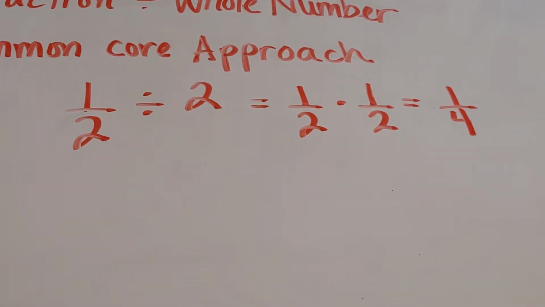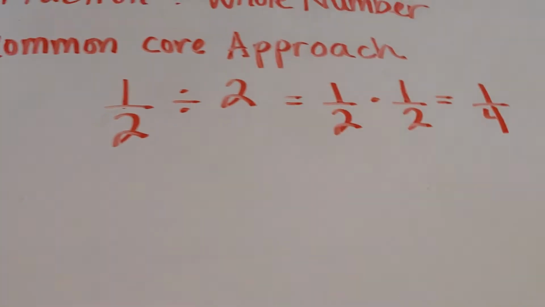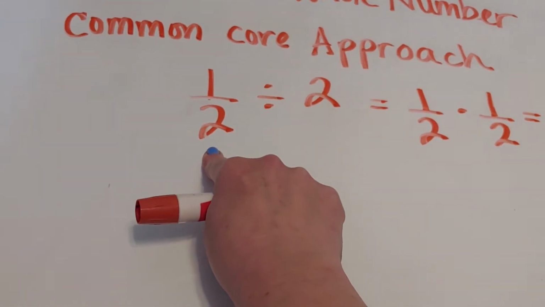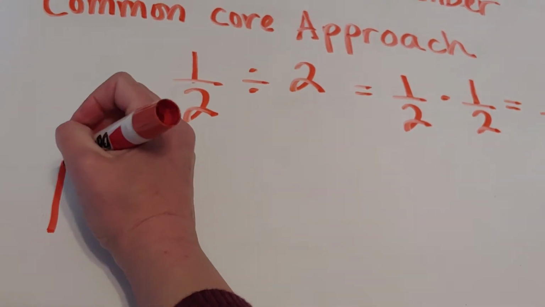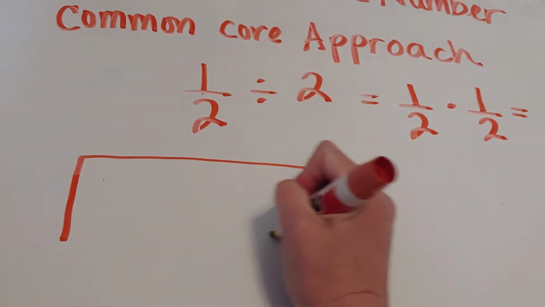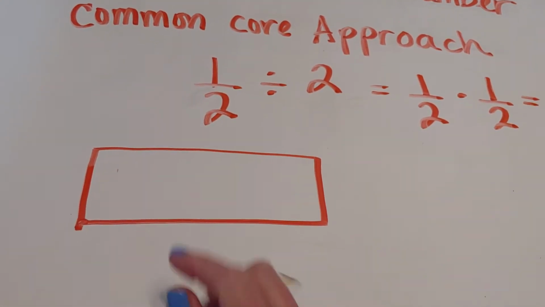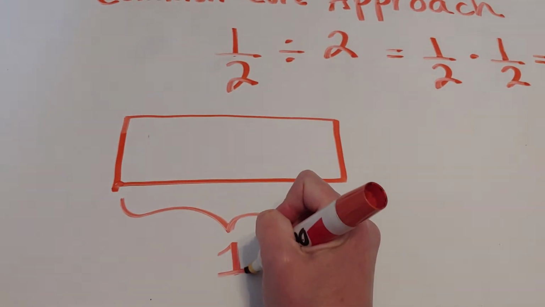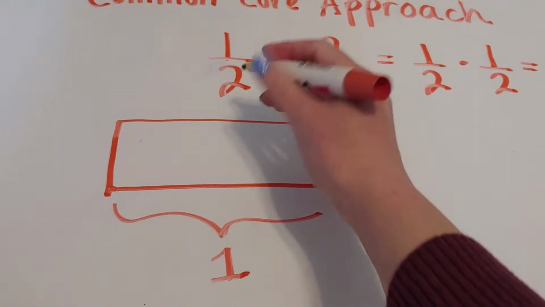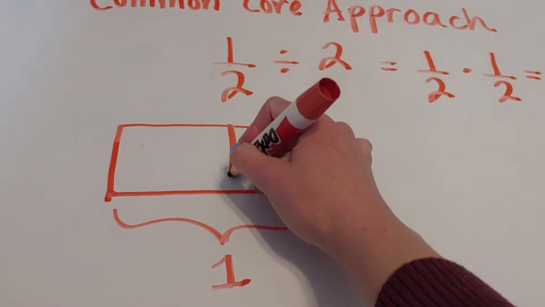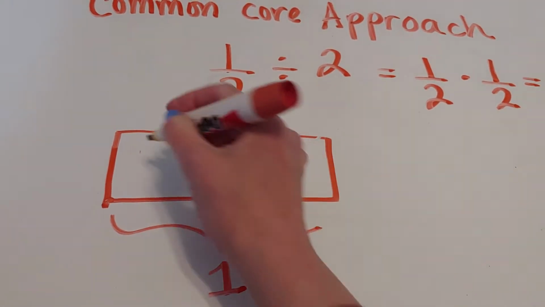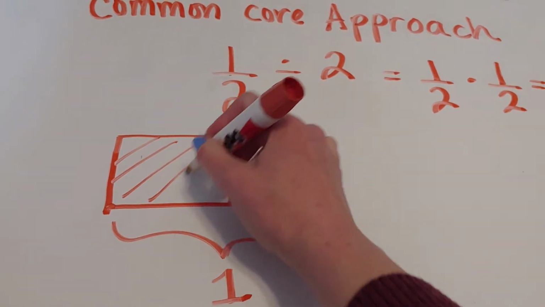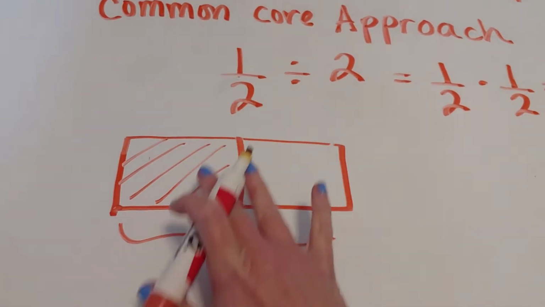So how the Common Core approach begins is that we take this half, and what we're going to do is make a tape diagram of one whole thing. So this is one whole thing. And what I want to do is shade half of it. Well, to shade half of it, I would need to have it in 2 and then shade 1. So this right now is representing a half.